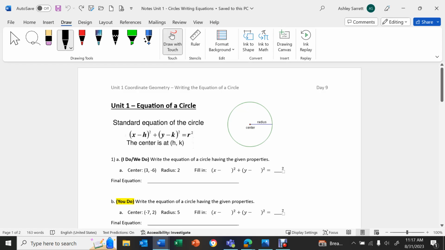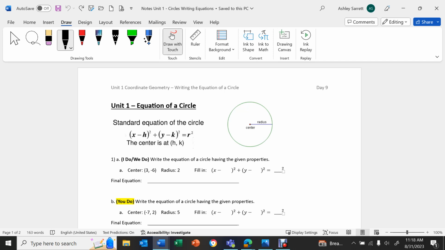Hey everyone. All right, so yesterday we learned how to identify the center and radius of a circle from its equation. Today we're going to do the opposite. Today we are already going to be given the center and the radius, and we are going to learn how to actually write the equation from there. So, as always, make sure you write down everything that you see me writing down on the screen.